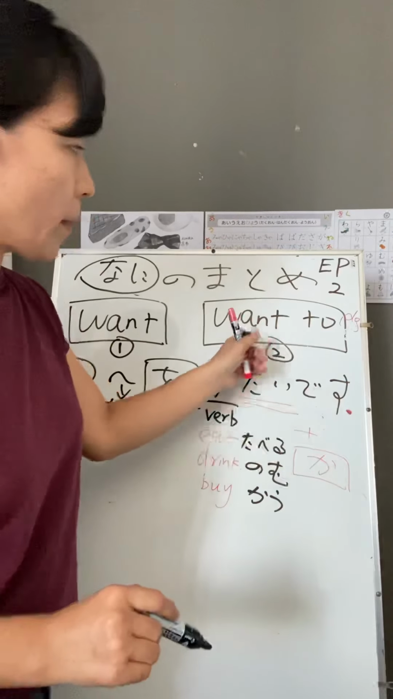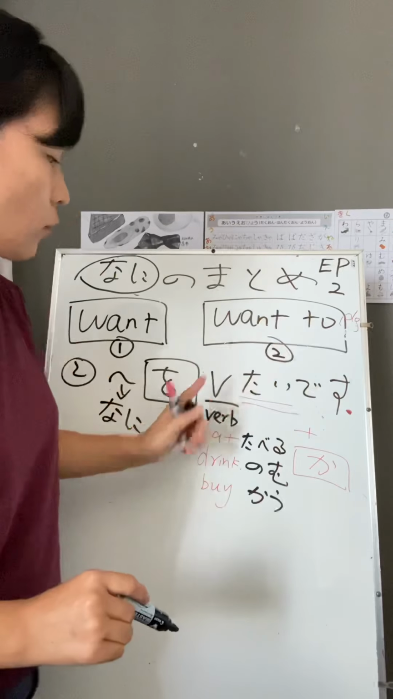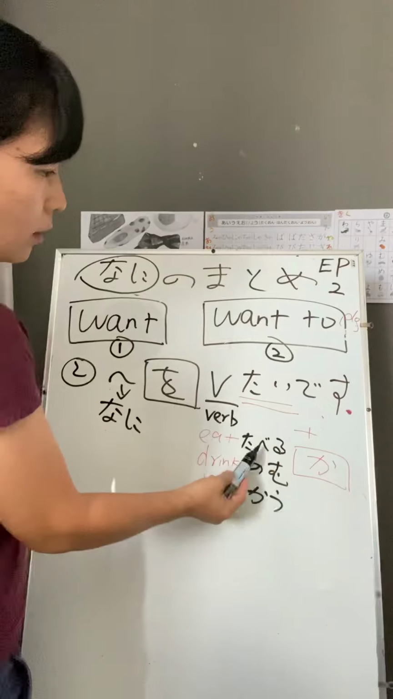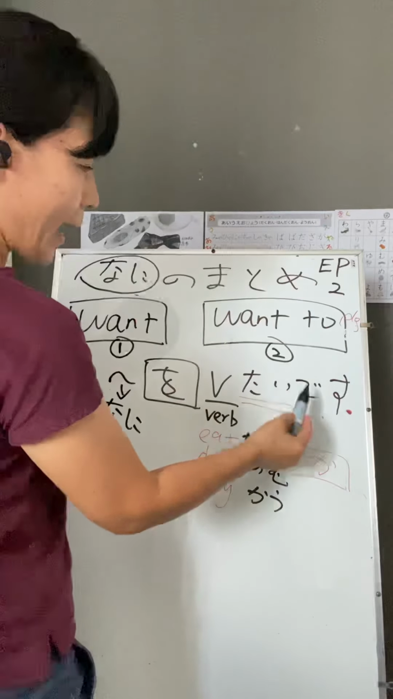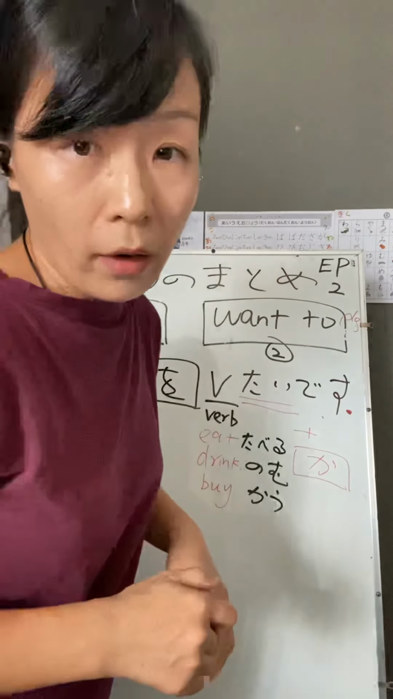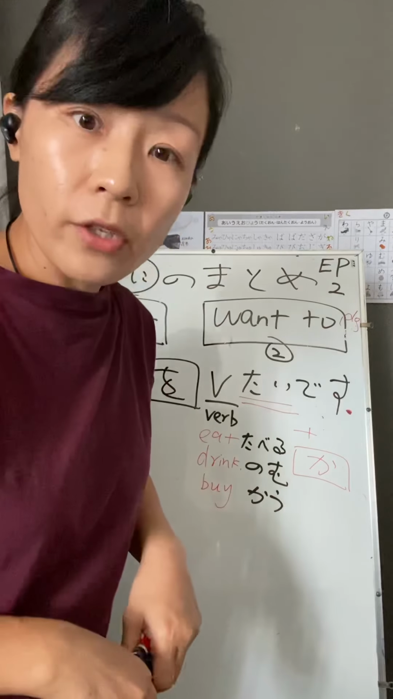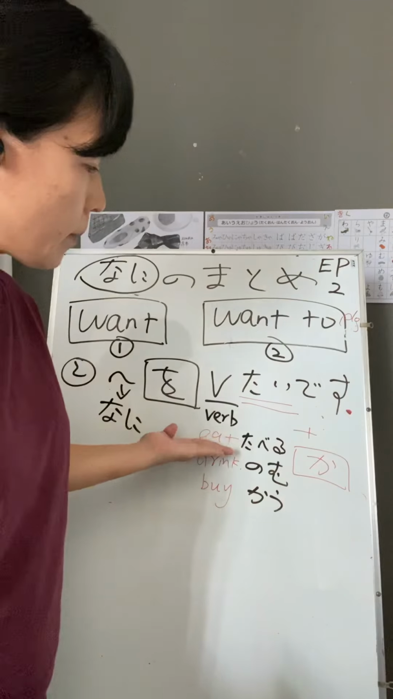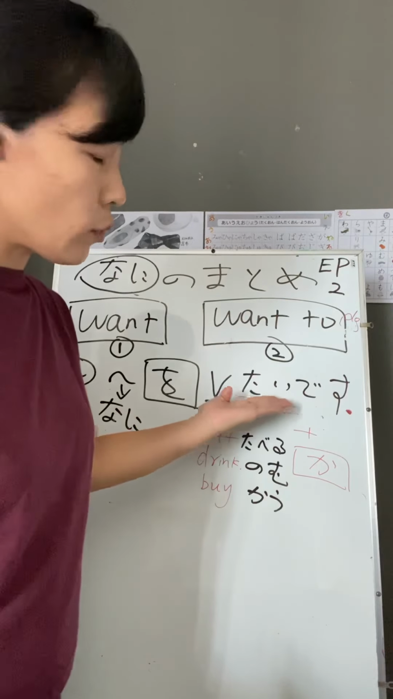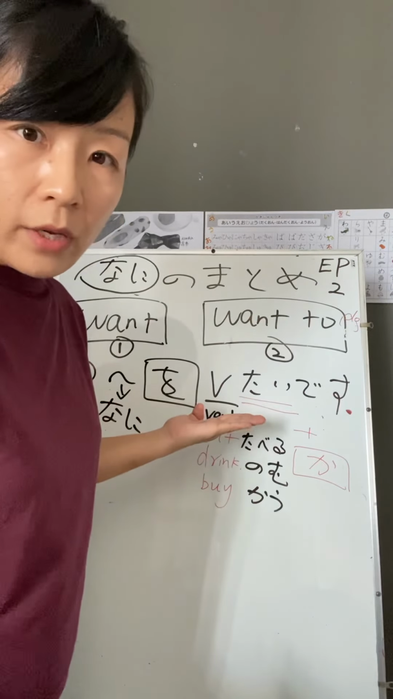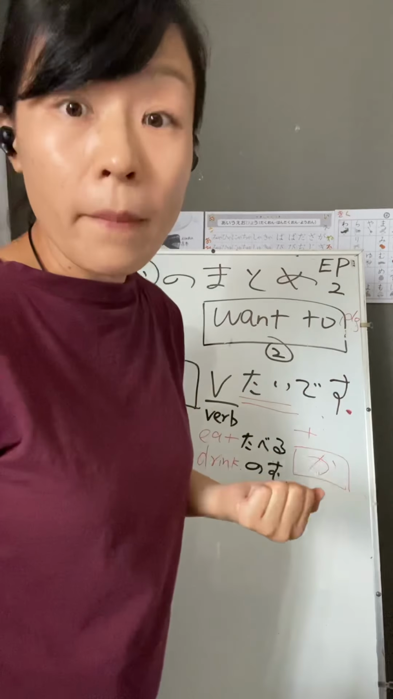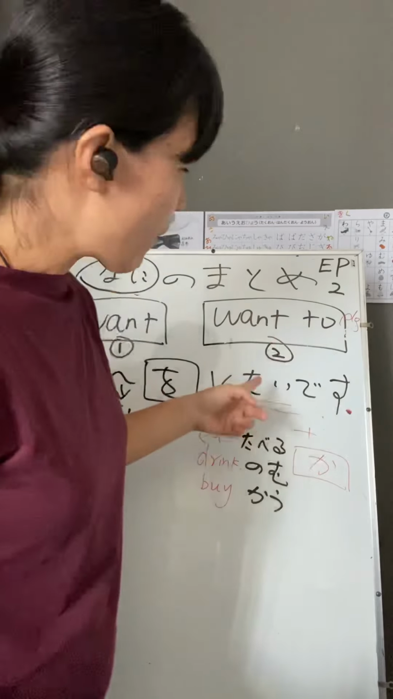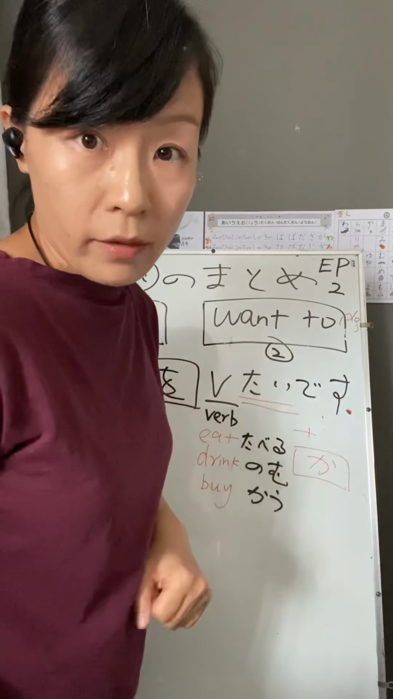What do you want? Remember, want to. What do you want to eat? For example, 何を食べたいですか? Here is another tricky part. You need to know how to transform a verb, how to add on the たい. If you have already learned the V ます, the V ます and V たい share the same pattern.